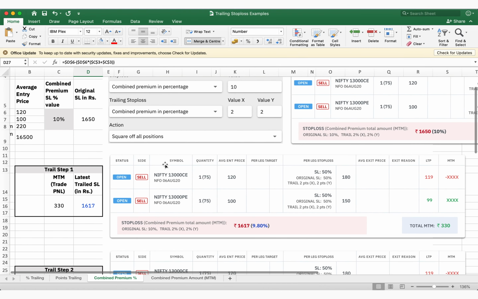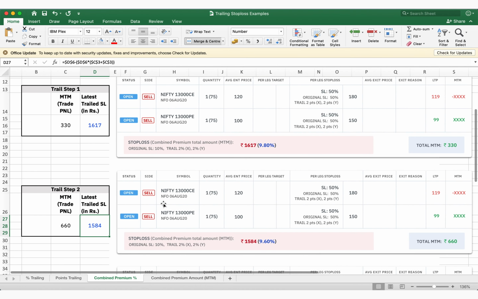So as the trade progresses and goes into profit, as soon as the trade goes into 330 rupees profit, which is 2% of the average entry premium of 16,500, you can see that the SL has also trailed by 2%, which is Y, and trailed down to 1617. You can also see the SL has been reverse calculated to 9.80% from 10%.